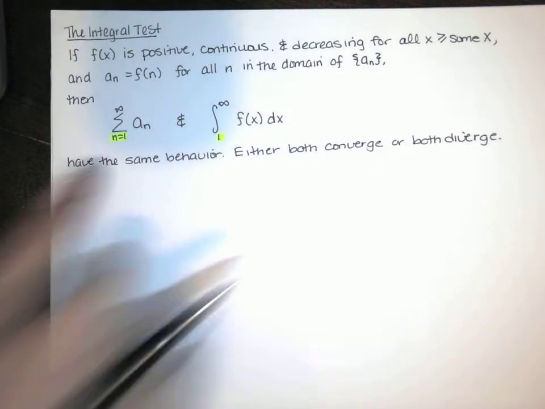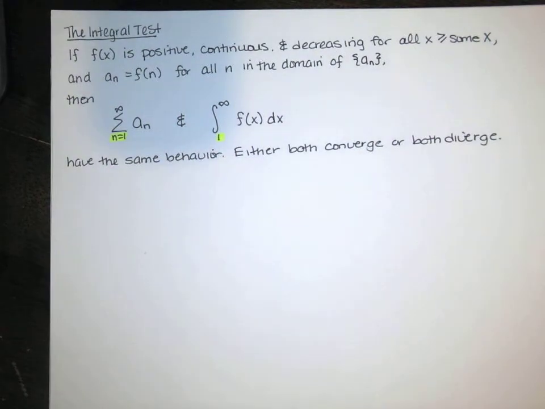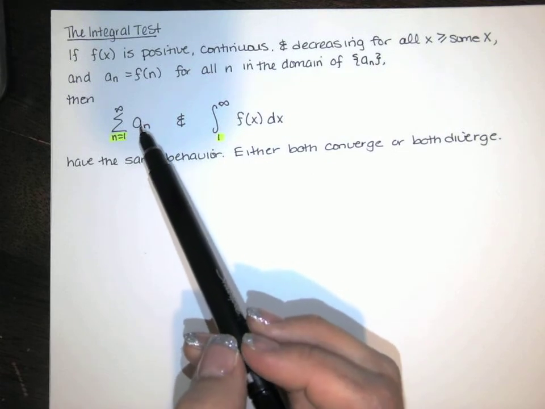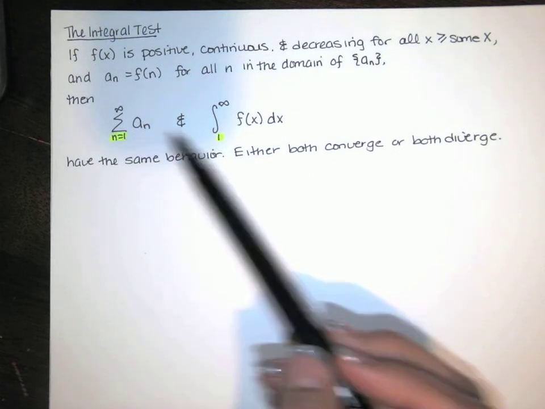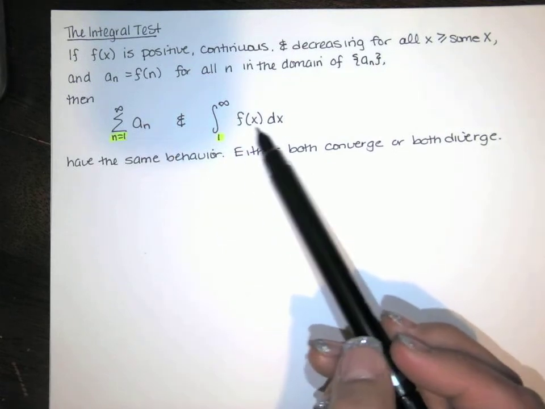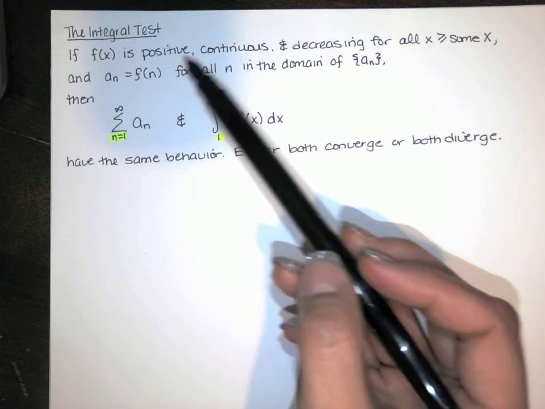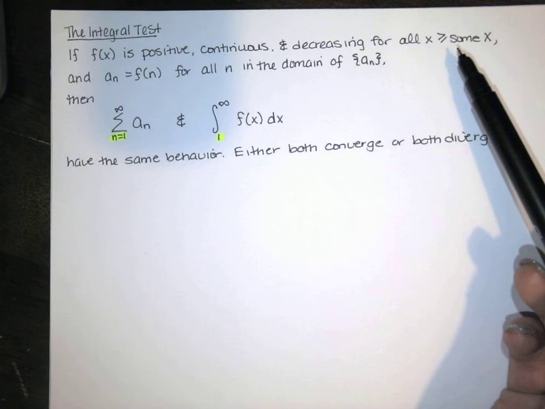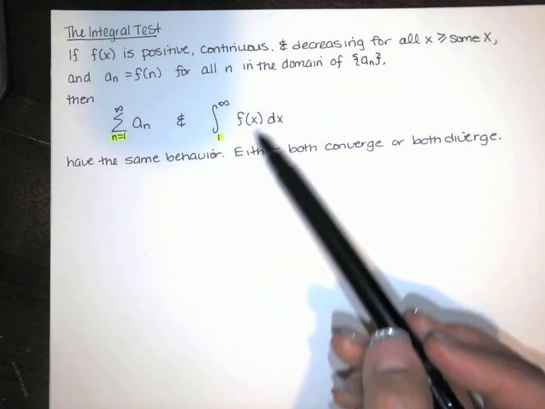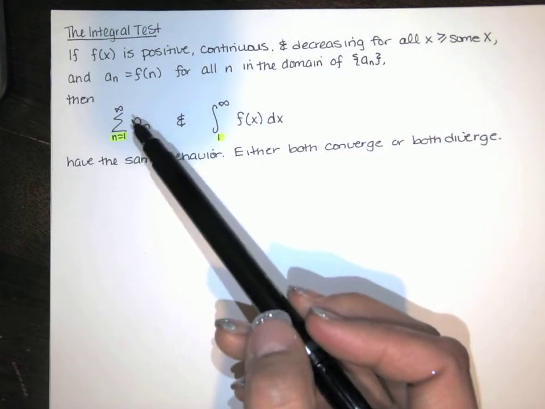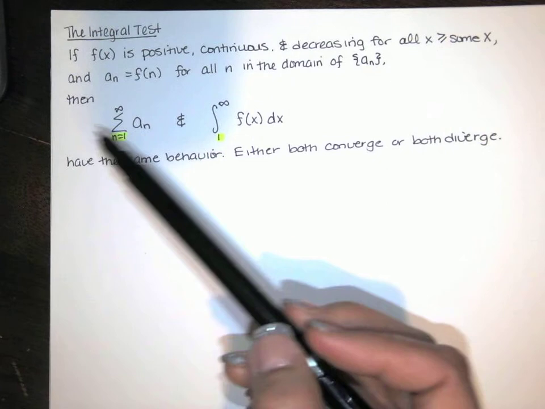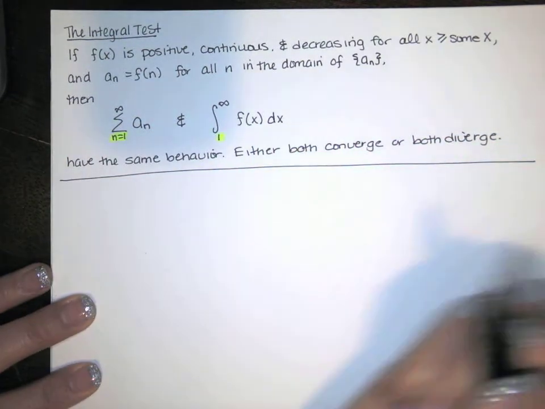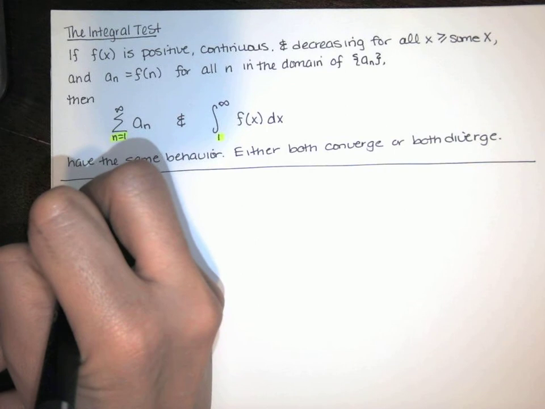So if you have a series and you're trying to determine whether it converges or not, this says, provided that you can replace the n's with x and get this f of x, and this function f is positive, continuous, and decreasing for all x greater than some particular x, then if this integral converges, this series converges. If this integral diverges, this series diverges. I think it's pretty interesting. So let me show you why this is true.